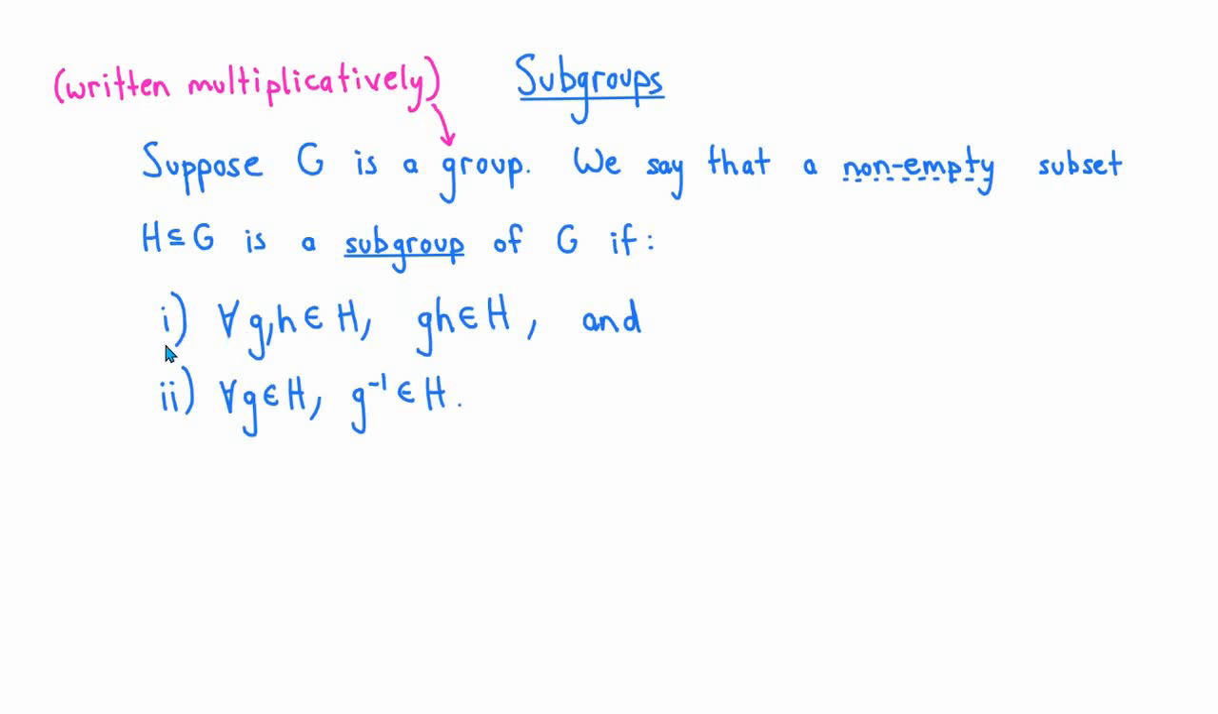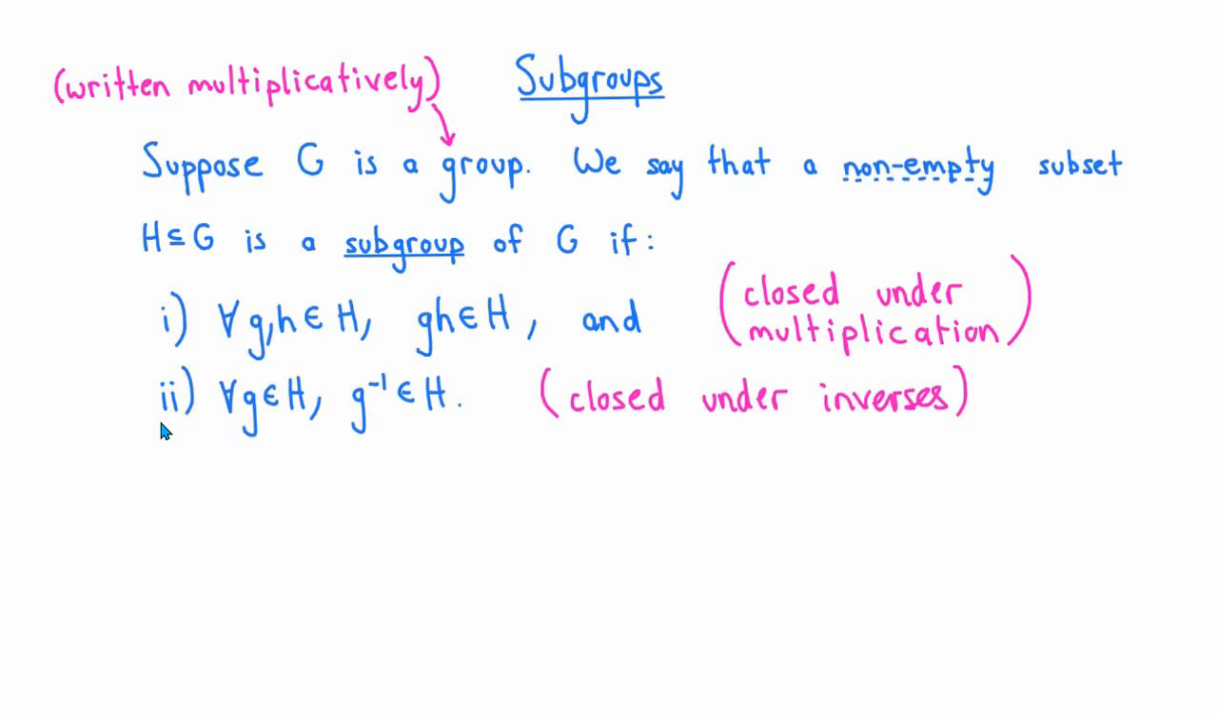The first condition is that for every pair of elements little g and little h in H, the product of g and h must lie in H. And the second condition is that for every g in H, the inverse of g must lie in H. Of course, the product and inverse here are taken using the binary operation and group structure on G. We'll refer to the first property by saying that H is closed under multiplication, and we'll refer to the second property by saying that H is closed under inverses.